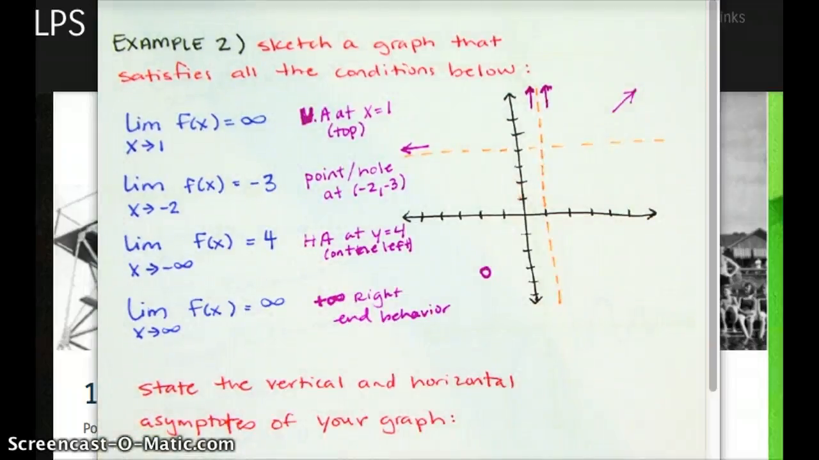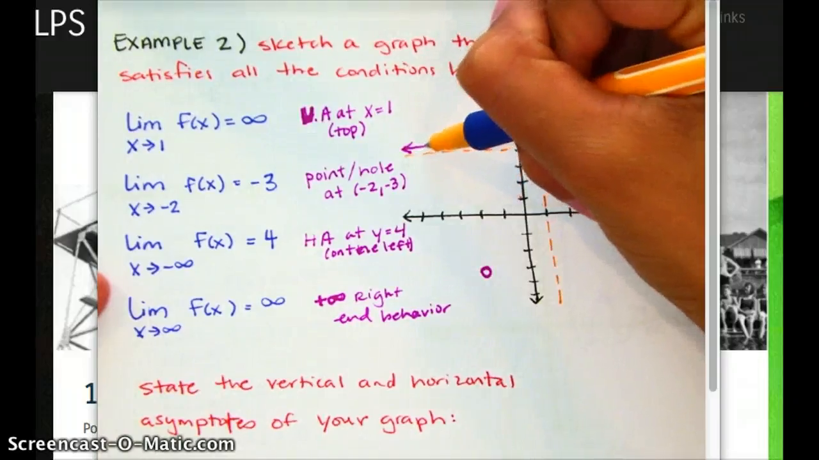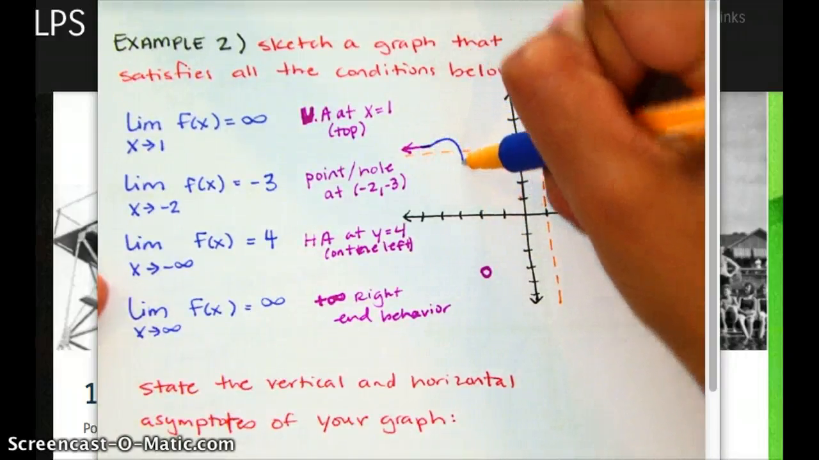Now we just have to connect the dots. Use my trick of going left to right, and let's see what you come up with. Great, I'm going to model mine. So I start on the left side. I know that this line has to connect to that point. So I'm going to go something like this.